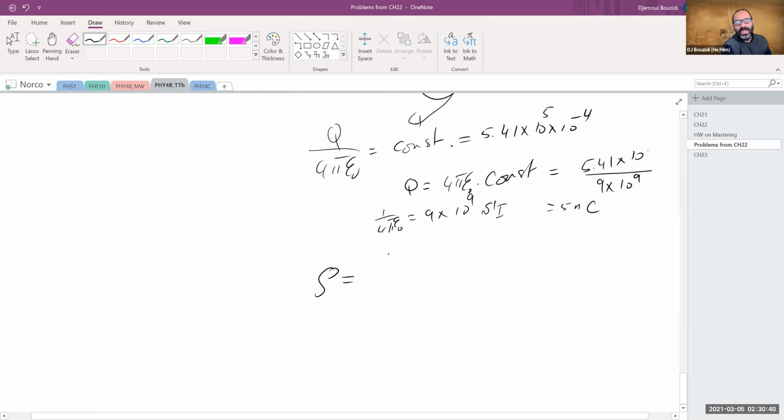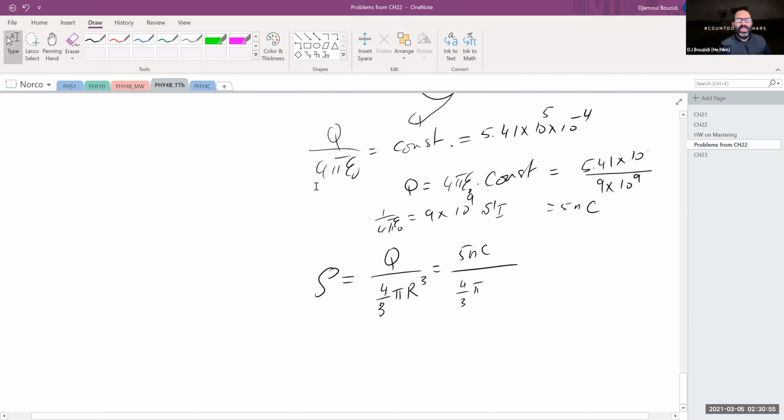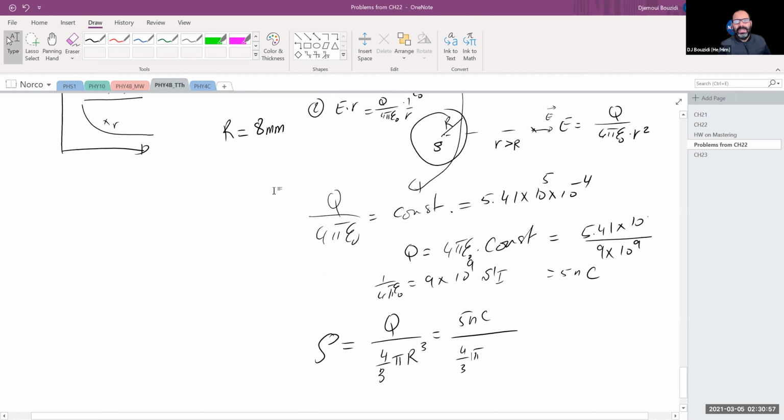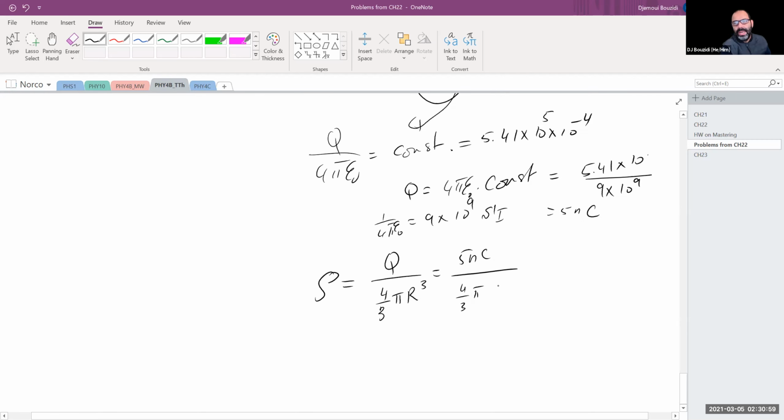That is because it's uniform. It's the entire charge, Q, divided by the volume, 4 over 3 pi r cubed. We know this number is 5 nanocoulombs, divided by 4 over 3 pi times the radius, which is 8 millimeters cubed. 8 times 10 to the negative 3, cubed. Okay?